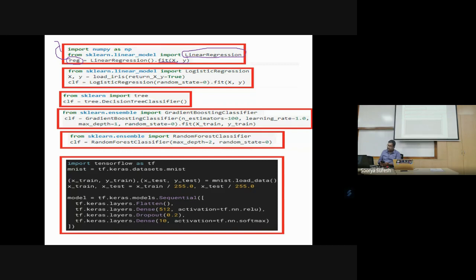Constraints. Huh? Constraints. Constraints means? Mathematical models have some constraints. Okay. Constraints. What are those constraints? Equality constraints.